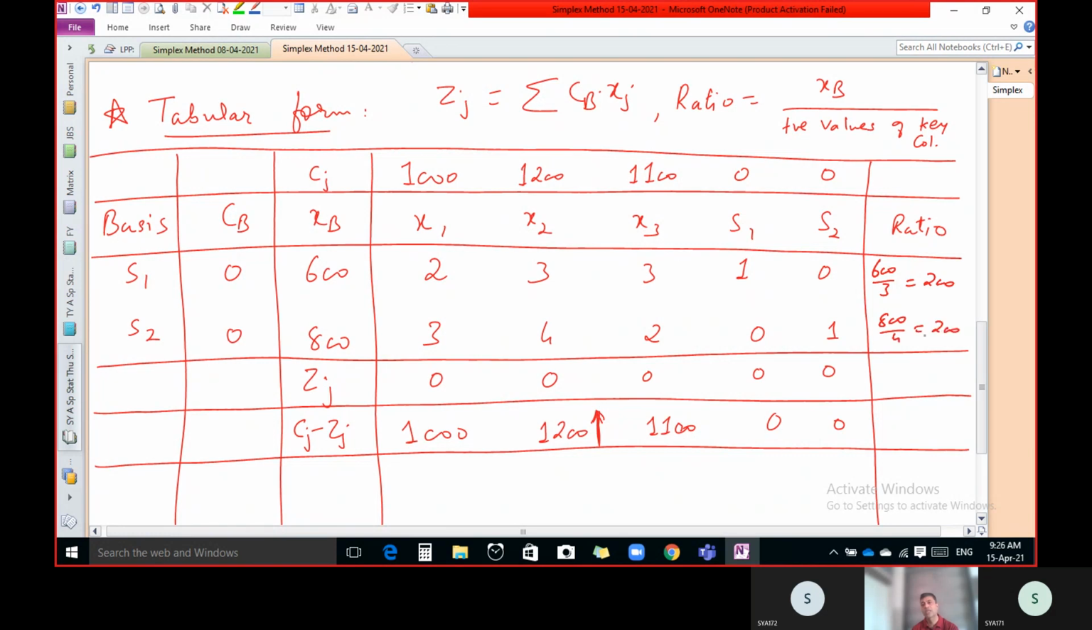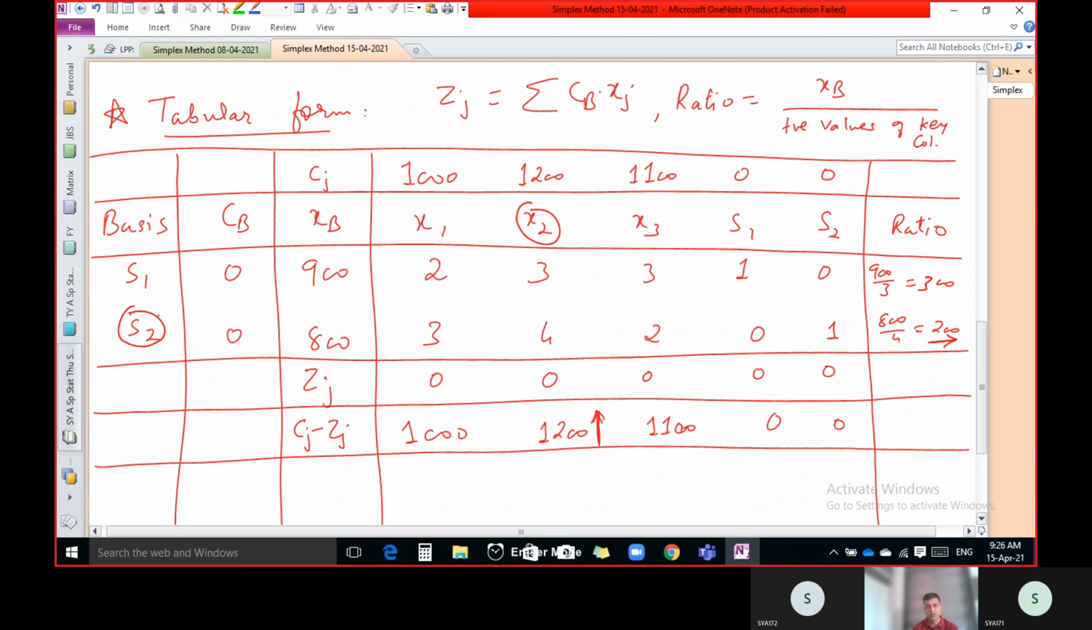That is also 200. Now out of these two values you have to select the minimum. Right now both are the same. By chance, if instead of this 600 it is 900, then we get 900 divided by 3, that means 300. In that case we have to select the minimum, that is 200. So this corresponding variable, s2, will leave the basis, and in that place we have to enter x2. So we write x2 in place of s2 if these two values are different and the minimum value is at s2.